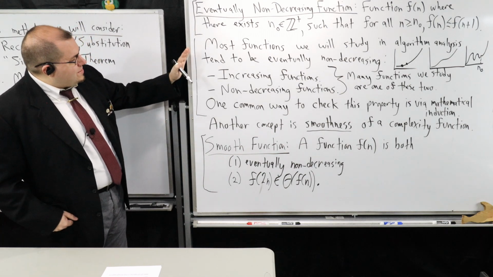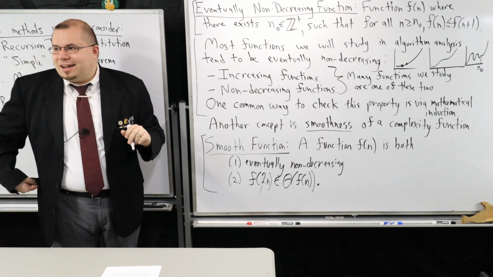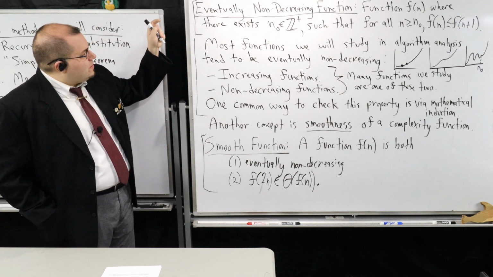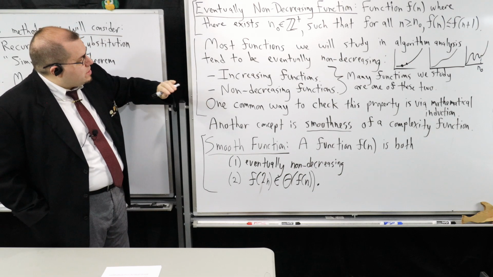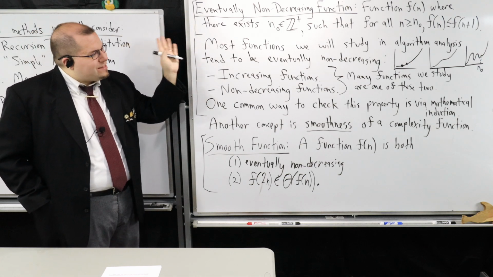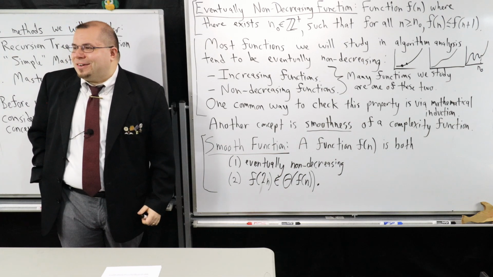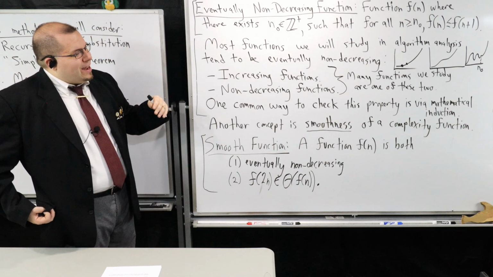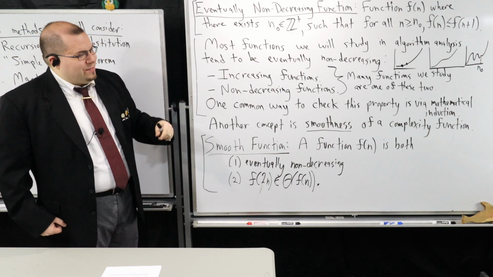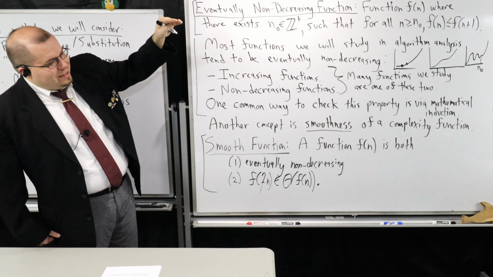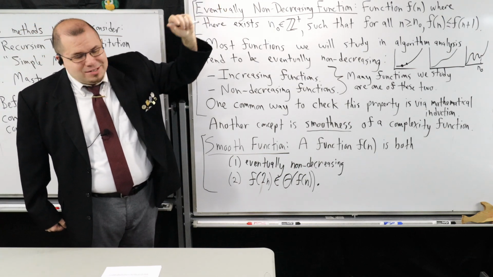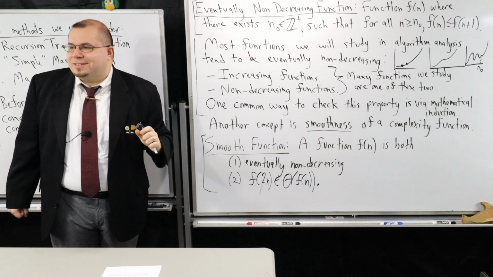So some of this you may have seen in a calculus course. The big thing to take away from this "eventually" part, as opposed to just being a non-decreasing function, is that there's some point, we call it n0, after which everywhere it's going to look like a non-decreasing function, meaning it can go up, it can plateau, but it always goes upward or stays flat.